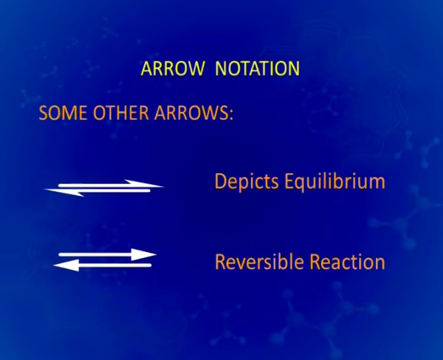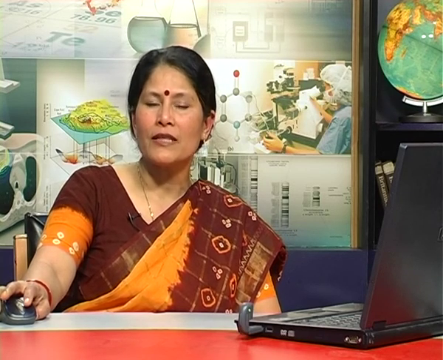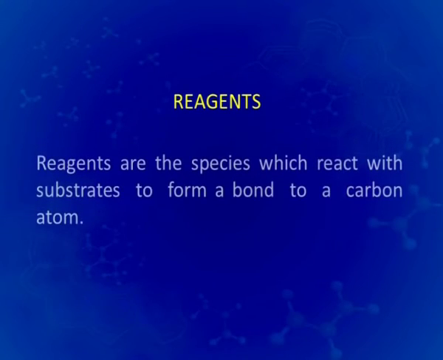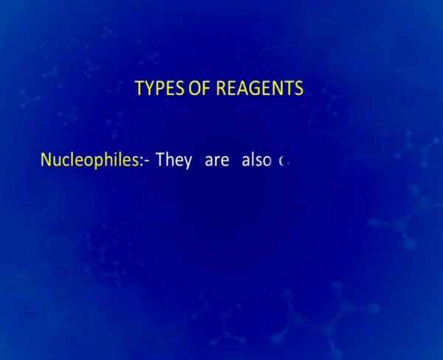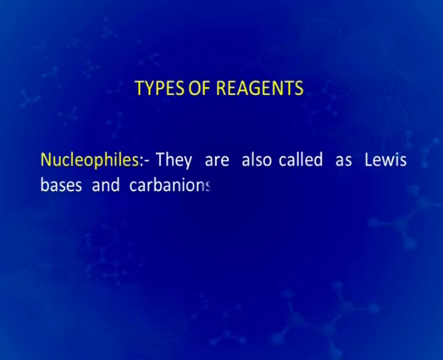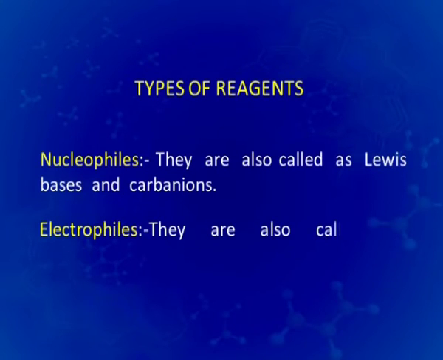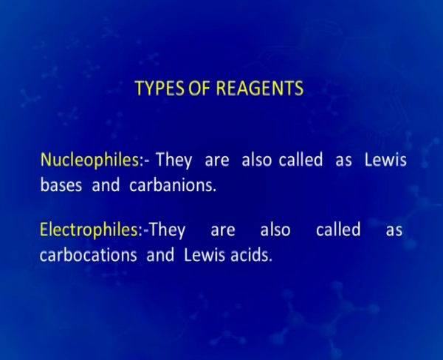Then we come to the explanation of all those species which are very crucial for an organic reaction to move. We call these the reagents. Reagents are the species which react with substrates to form a bond to a carbon atom. The reagents generally used in organic reactions are of two types: nucleophiles, which are also called Lewis bases, and are the carbanions. Electrophiles are just opposite to the nucleophiles, and they are called carbocations and also Lewis acids.